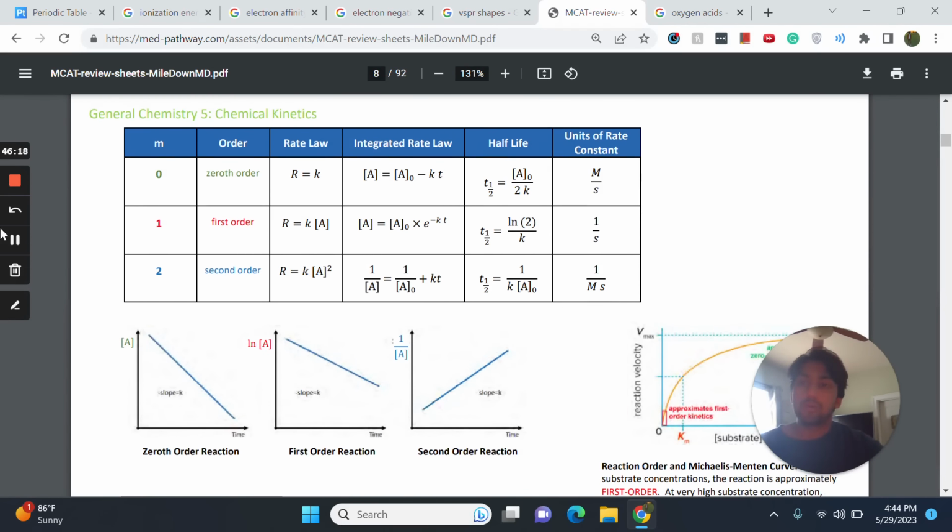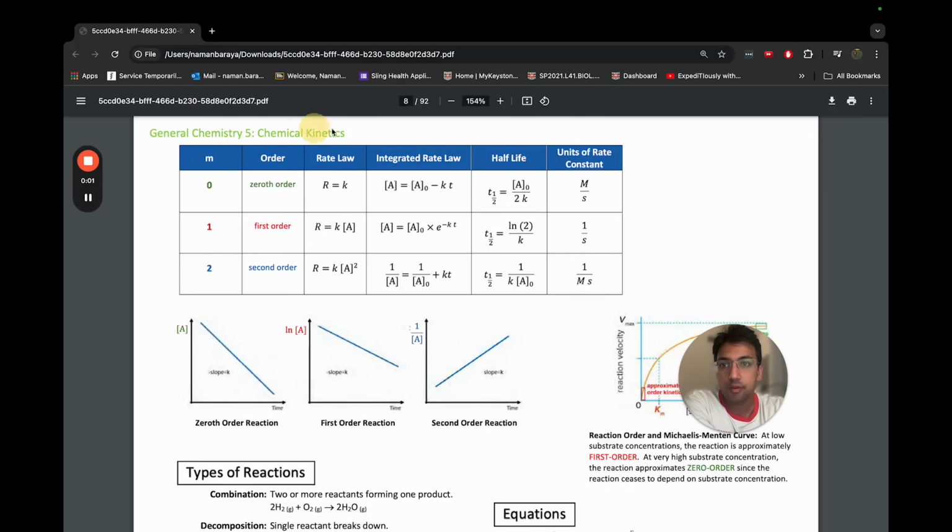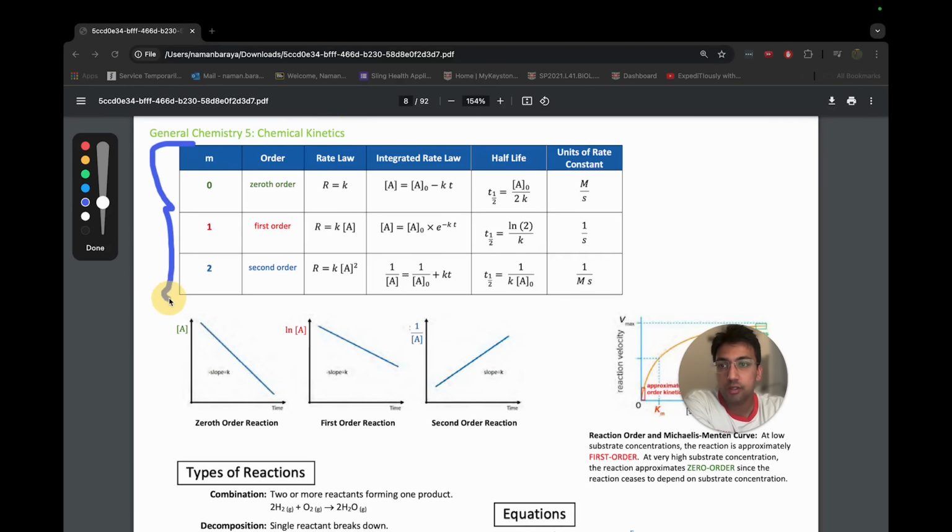Whew. Okay, now we're on chemical kinetics. And here it's pretty important that you know these equations in order. So we have 0th order, 1st order, and 2nd order. And essentially what this means is: does the rate of the reaction depend on the substrate? And if so, how much does the substrate actually affect the rate? And so in a 0 order, it doesn't affect it at all. In a 1st order, it does affect it linearly. And in 2nd order, the rate is affected by the square of the substrate.